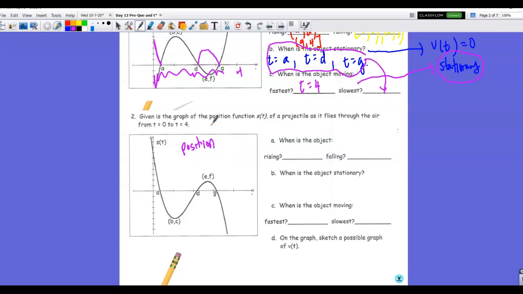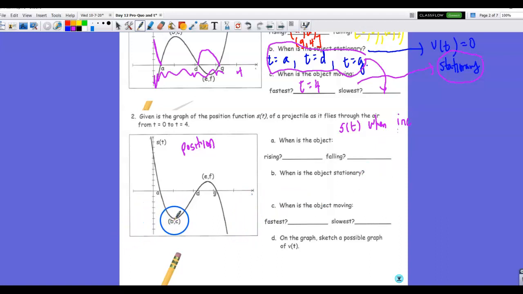We were thinking about how do I look at velocity. Now we're going to think about how do I look at position to determine, and again it's from 0 to 4, when the object is rising. Well, since I have a position function, that's easy. The object is rising when s of t is increasing. So if the position function goes up, then the object is rising.